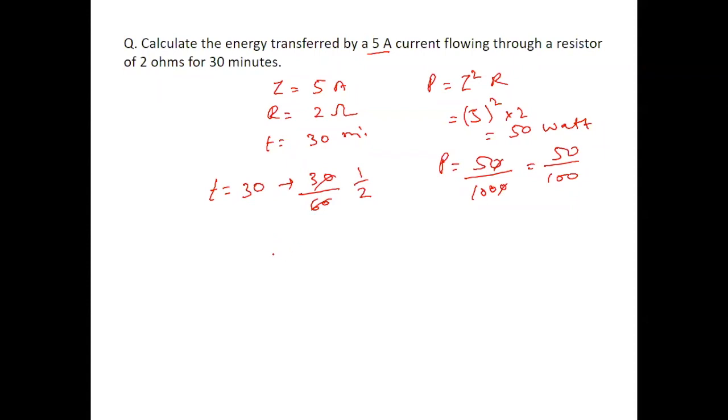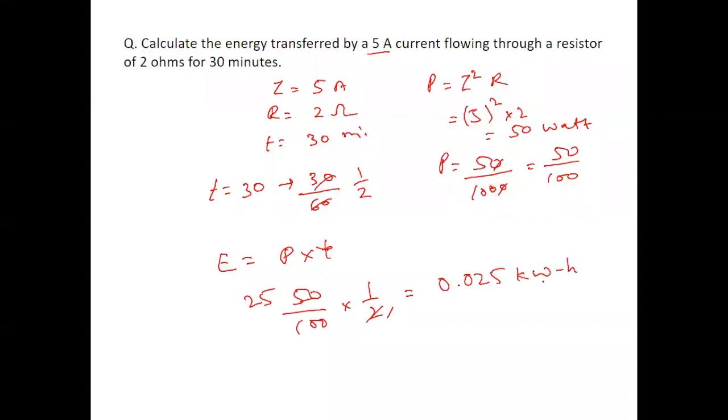So energy is P into T, 50 by 1000 into 1 by 2. Cancel, 25. And this is 0.025 kilowatt hour. Any doubt on this?